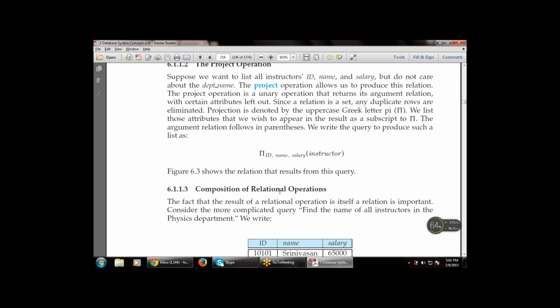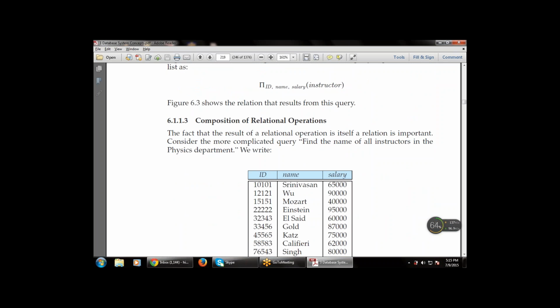Now next is the composition of relational operations. What are the various compositions of relational operations, that is, the mixture of the relational operations and how to perform them? The fact is that the result of a relational operation is itself a relation. So whenever we apply a relational operation on any relation, it gives the output as a relation. That is very important.